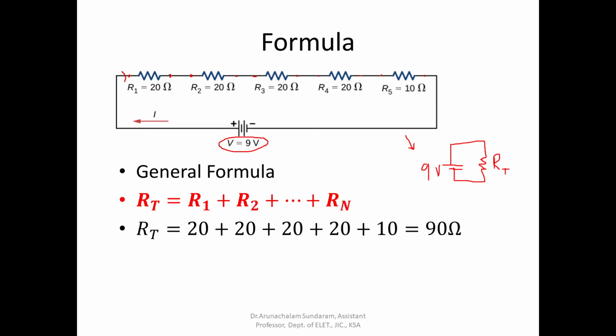So how to calculate this total resistance? You have to add all the resistances. This is the general formula. If there are n resistances, we can use this formula. In this question, there are 5 resistances, so we just add these 5 numbers. When you add these 5 numbers, it becomes 90 ohms. So the resistance seen by the source is 90 ohms.